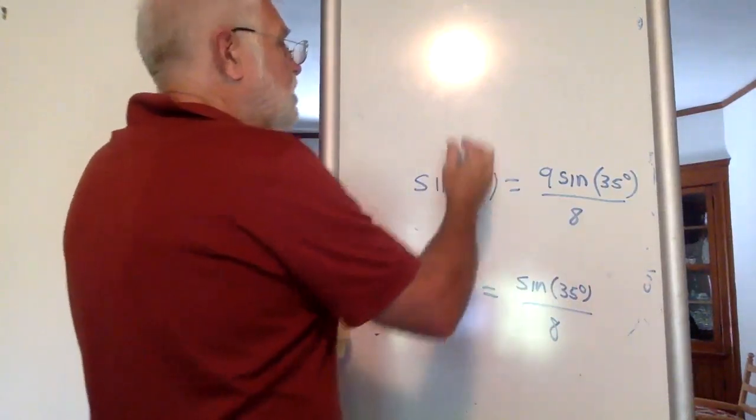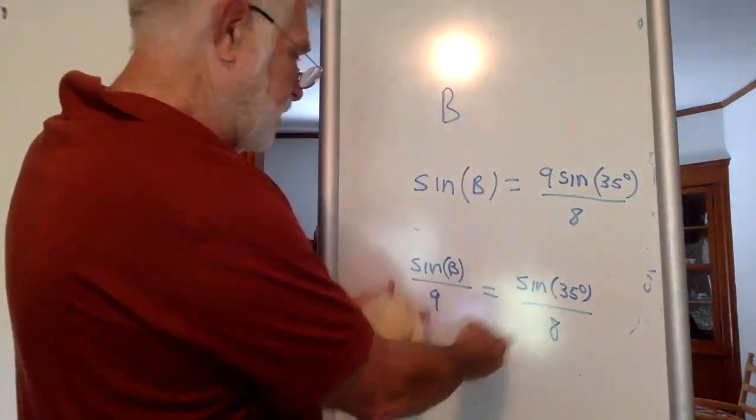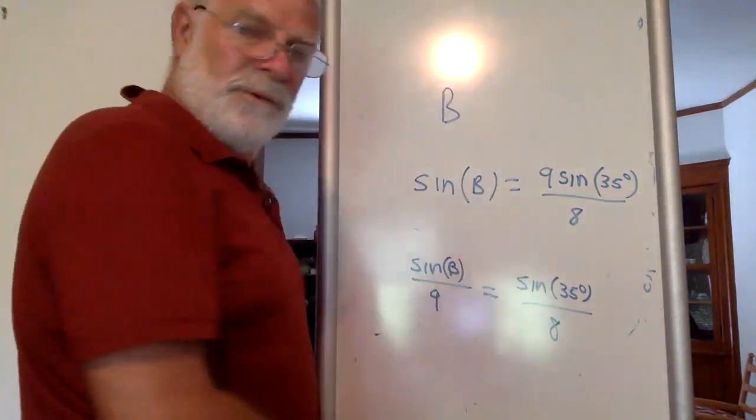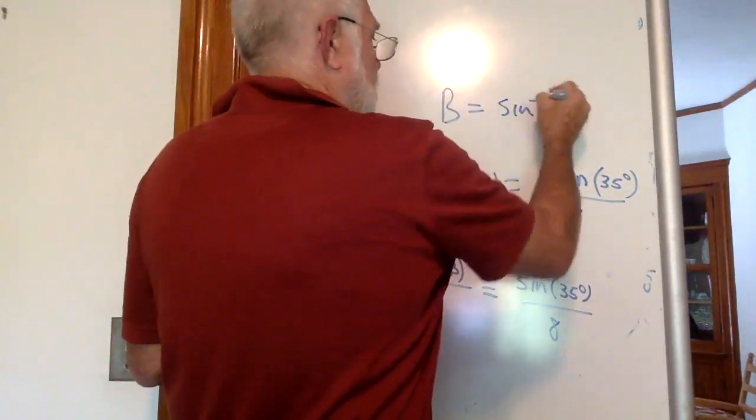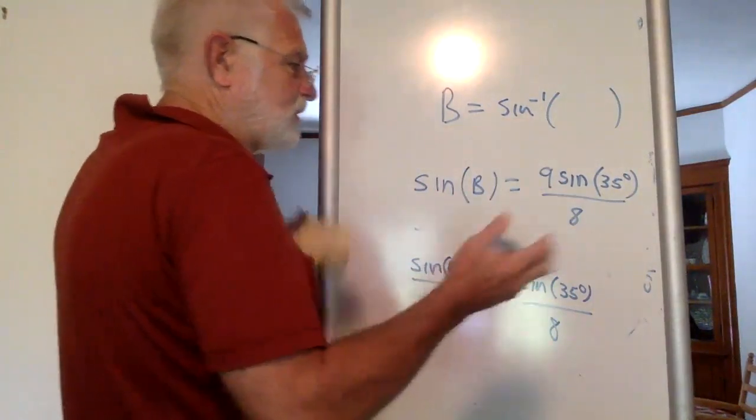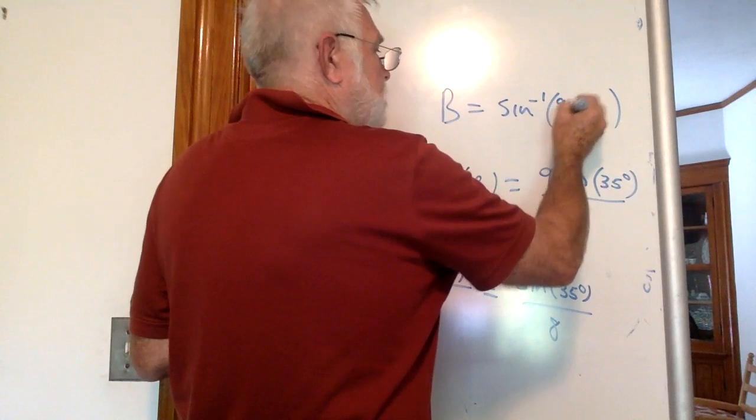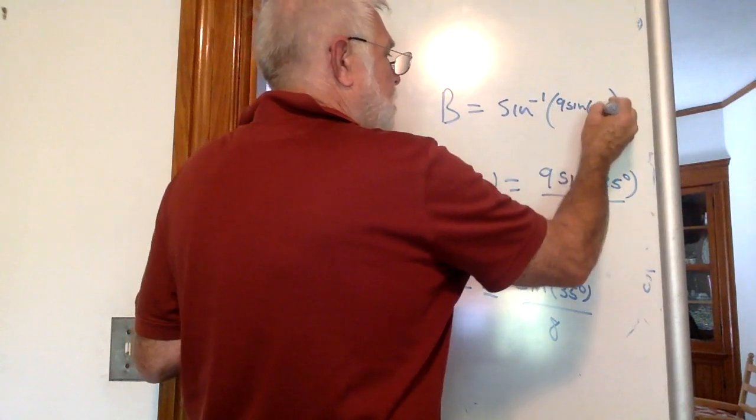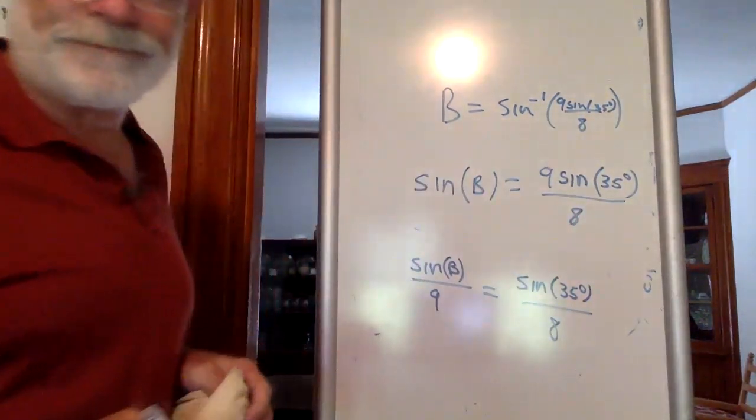So how do I isolate B? That's the next challenge. Well, how have we isolated it so far? We've been using inverse operations. So we do the inverse operation of that number, which is, I forget, 5 point something over 8. But it's exact when we write it: 9 sine 35 degrees over 8. And that's an example of law of sines.